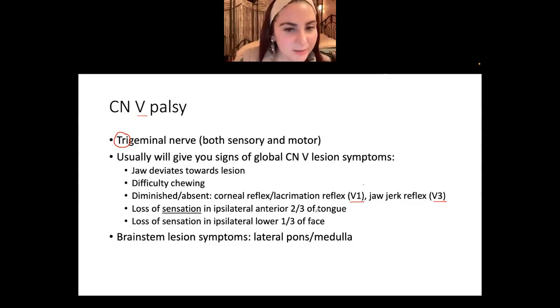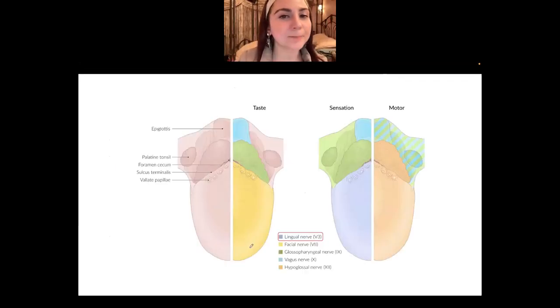You'll lose sensation in the anterior 2/3 of the tongue, and you'll lose sensation in the lower 1/3 of the face. Again, it's always ipsilateral because we're talking about cranial nerves, which are always ipsilateral. And then in brainstem lesions, you'll see these symptoms if you lesion the lateral pons or the medulla. Hopefully it'll make sense when you get there.